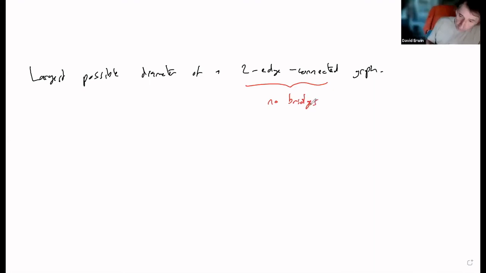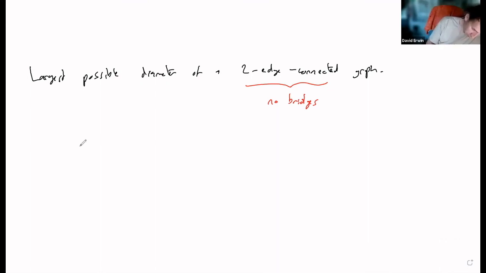So I'm not going to go the whole way through this one. I'm just going to sketch it because I want to move on to the next thing. This is similar to some of the arguments that Peter used in his presentation.